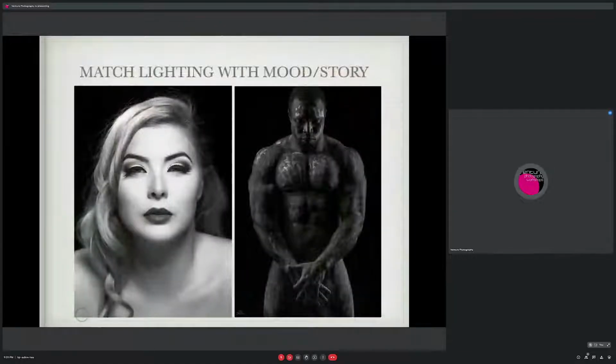You can always match the lighting with the mood or the story that you want to tell. And here are just two examples. So the first one is a very simple light.